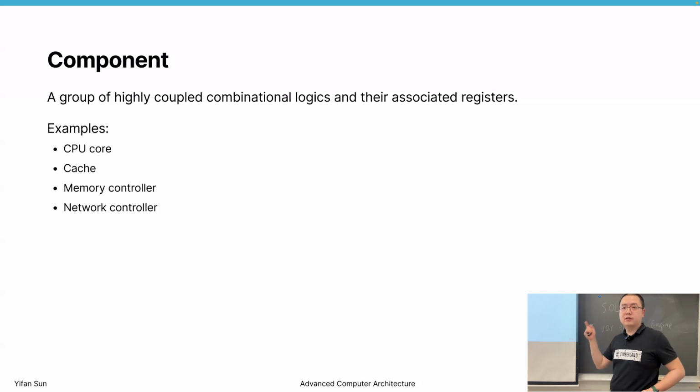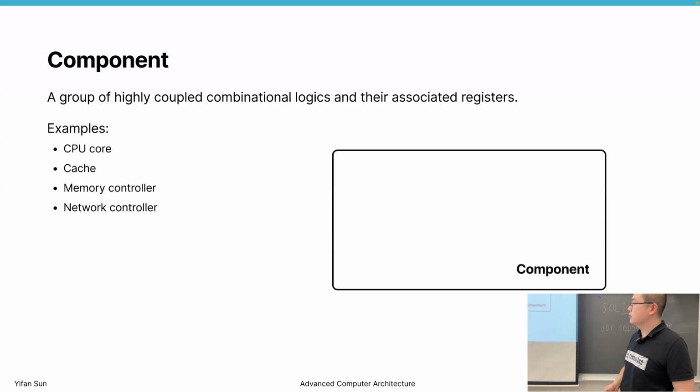Those things are components. Still, there are no certain rules for at what granularity you create a component. It's totally okay to create a component that is a gate. You can also create a component, say, in a CPU. Later on, we'll talk about pipelines. You can consider each stage of a pipeline as a component itself. You can also consider the whole core as a component. Either way works. There's no certain requirement for the granularity of components.